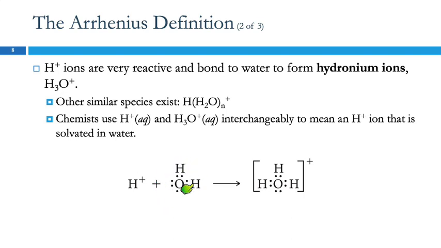Here's a Lewis diagram for a water molecule. Water has two lone pairs on the oxygen. Hydrogen ion has no electrons. And so the hydrogen ion can come over here, and oxygen is generous and will share two electrons with it to form a coordinate covalent bond. And now this is going to be more stable than just that proton by itself.